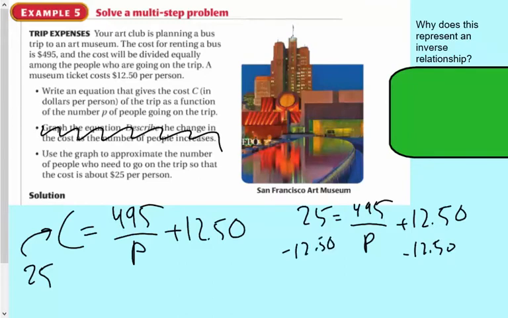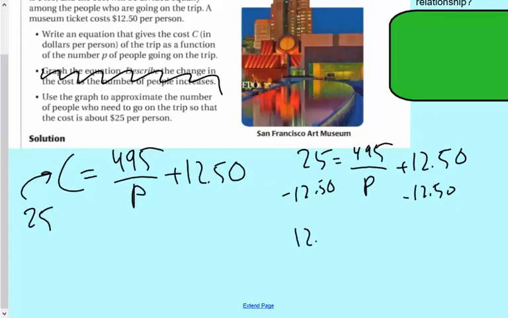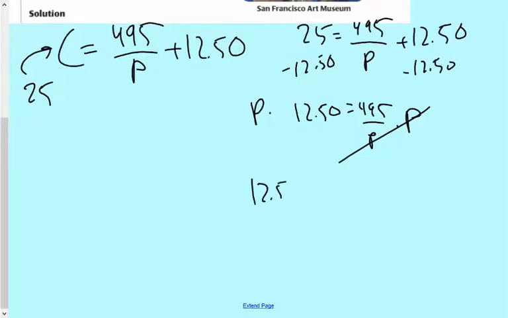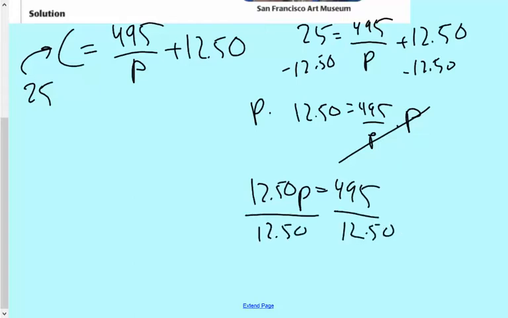Okay, so I'm going to subtract 12.50 from both sides. That's 12.50 equals 495 divided by P. I'm going to multiply both sides by P because the variable's on the bottom. So I have 12.50 P equals 495. We're just doing some algebra here. And then divide by 12.50, get P by itself. So 495 divided by 12.50 gives me a total of P equals 39.6.